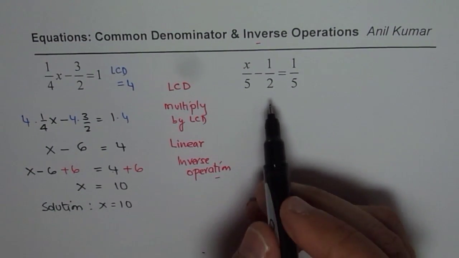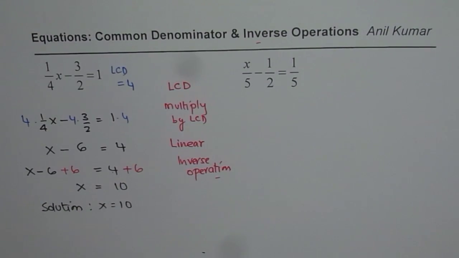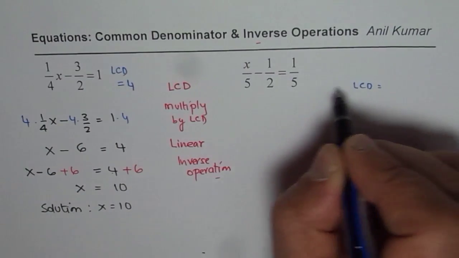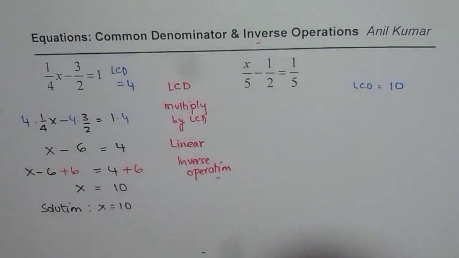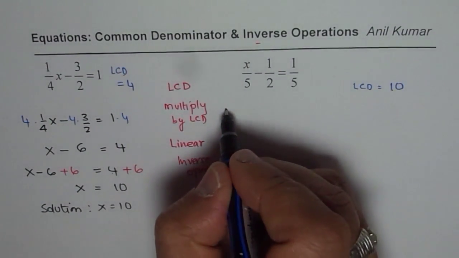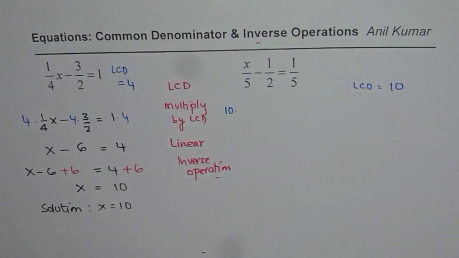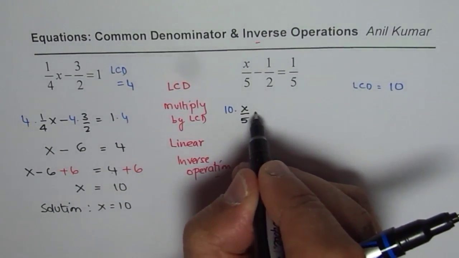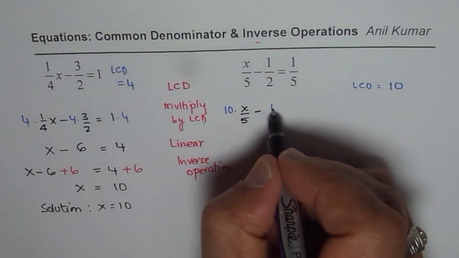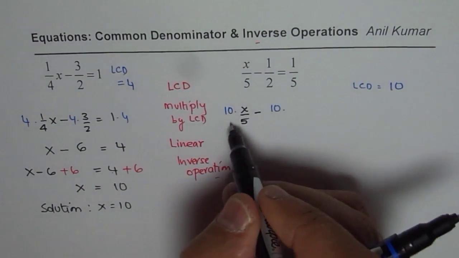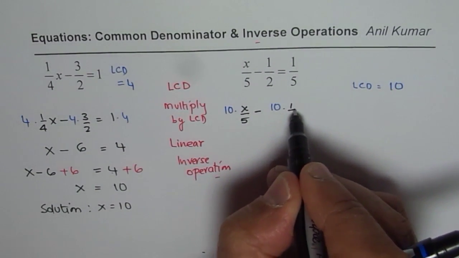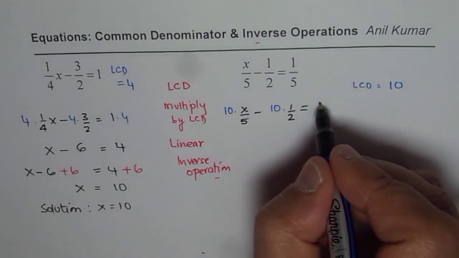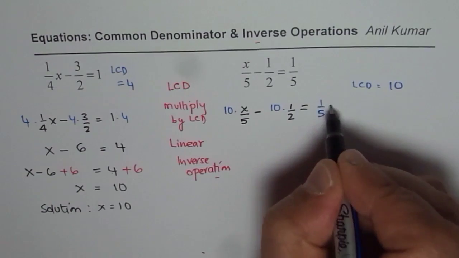Perfect. Let's do this one and practice the strategy. First step, lowest common denominator. So the lowest common denominator for us is 5 times 2, which is 10. So we'll multiply each term by 10. We can write this as 10 times x over 5, minus 10 times, I'm not using the cross symbol because you get confused with x, so we'll avoid that. We can use brackets or decimals. So we have 1 over 5 times 10.